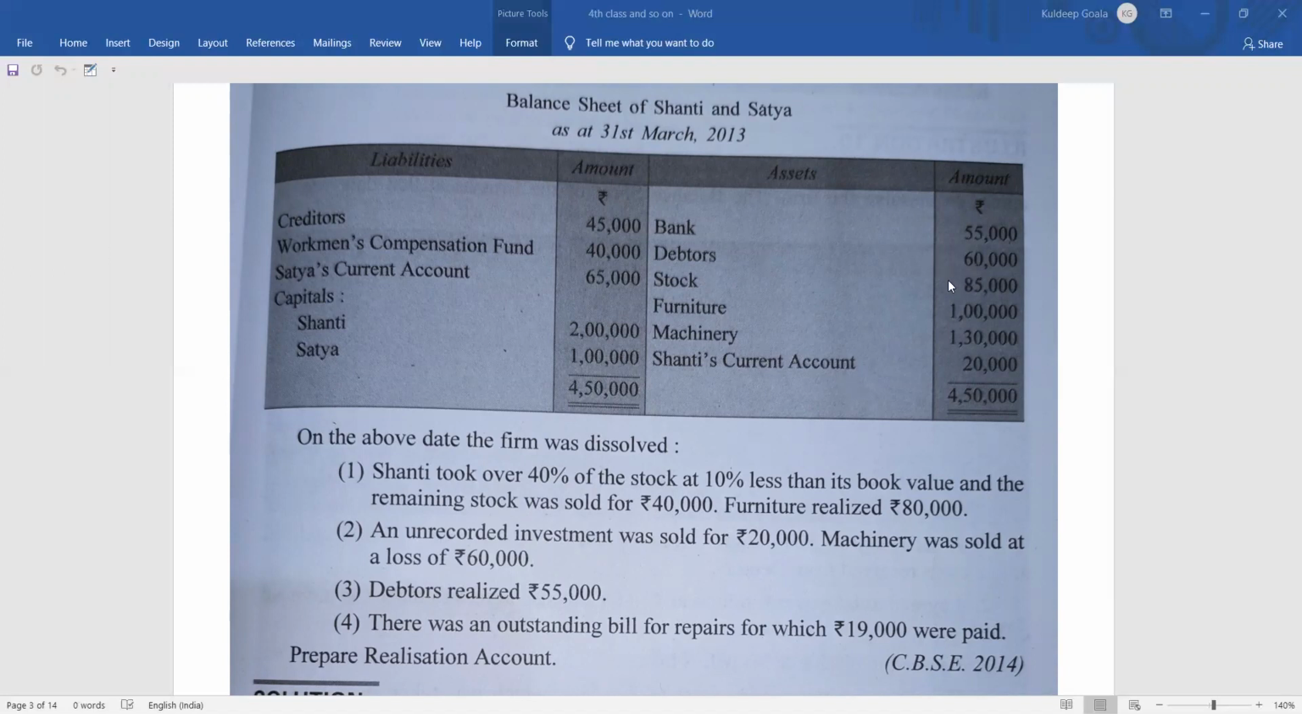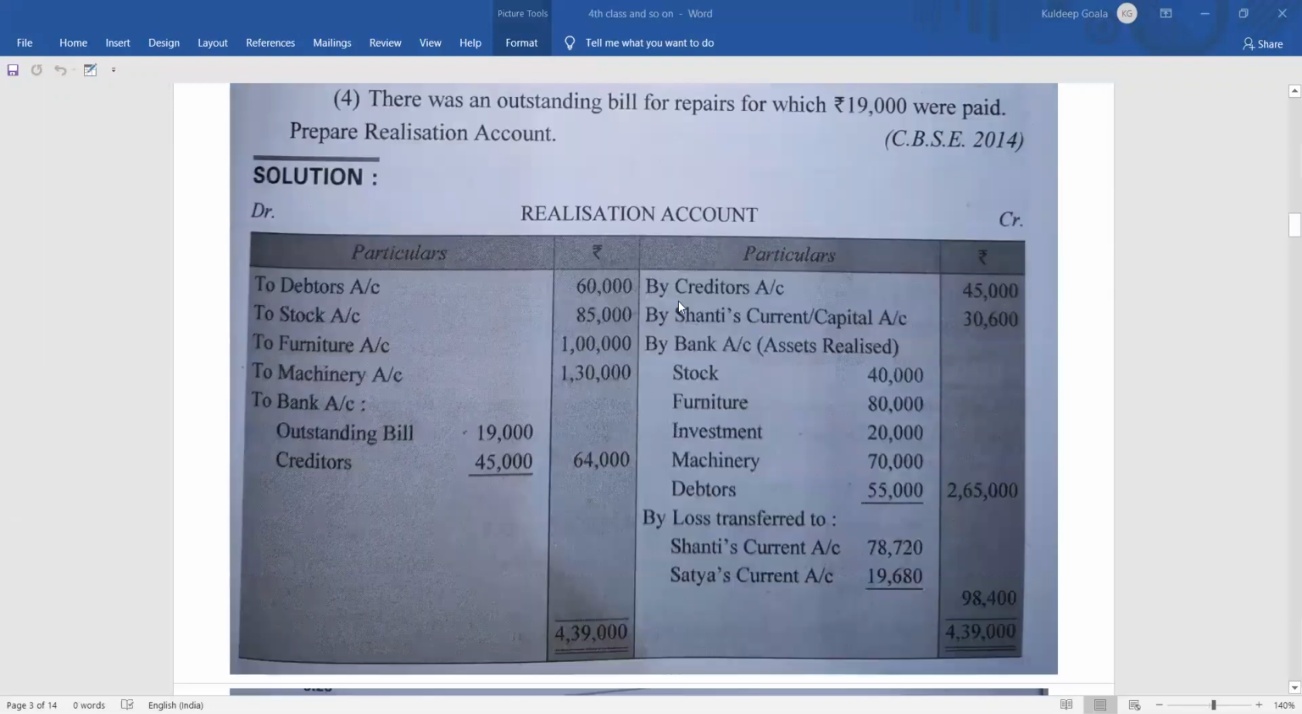So the journal entry will be like this. All the assets will be closed by crediting, because assets show a debit balance. To close them, you have to credit them, and the realization account will be debited. So realization account debit to debtors 60,000, to stock 85,000, to furniture 1 lakh, to machinery 1,30,000. This will all appear on the debit side of the realization account: to debtors account 60,000, to stock account 85,000, furniture account 1 lakh, machinery account 1,30,000, right? It is transferred.